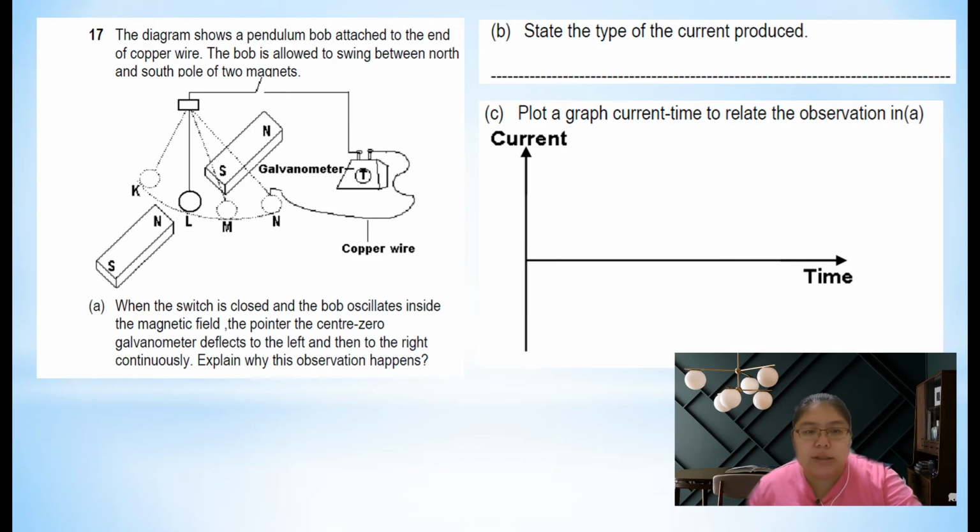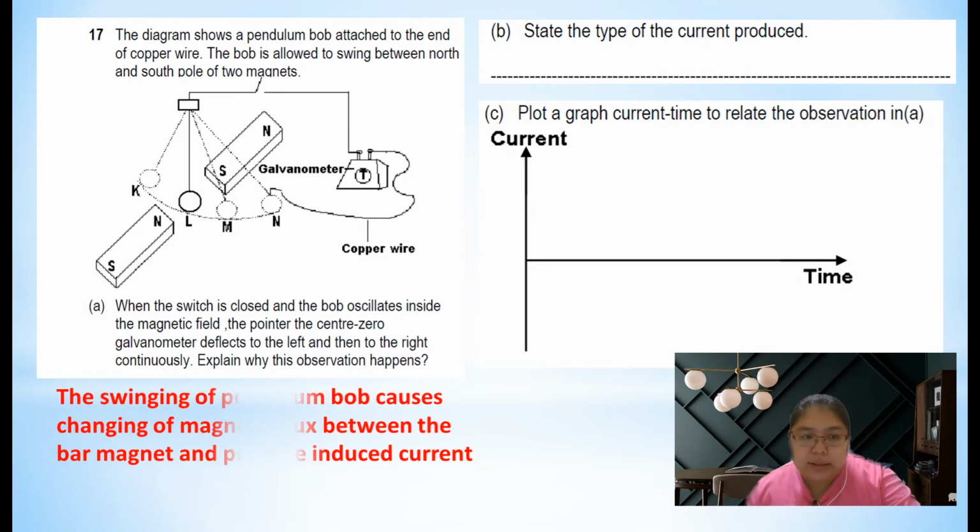When the switch is closed, the bob starts to oscillate inside the magnetic field. Now the pointer of the center-zero galvanometer deflects to the left and to the right continuously. So from here, can you explain why this observation happens? Why is the galvanometer deflected? The first part we must know is that the galvanometer deflects because there is an induced current. So the answer is, when the pendulum bob swings, it causes a changing magnetic flux, because between the magnets there are magnetic field lines.